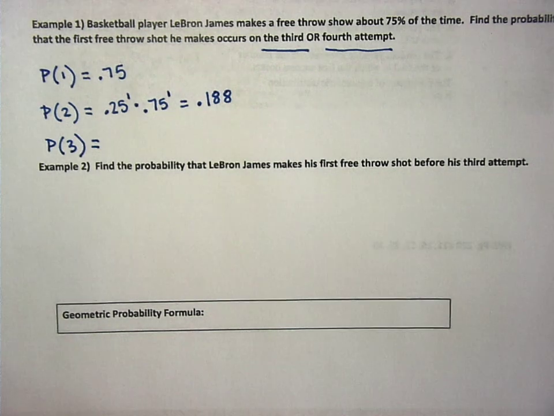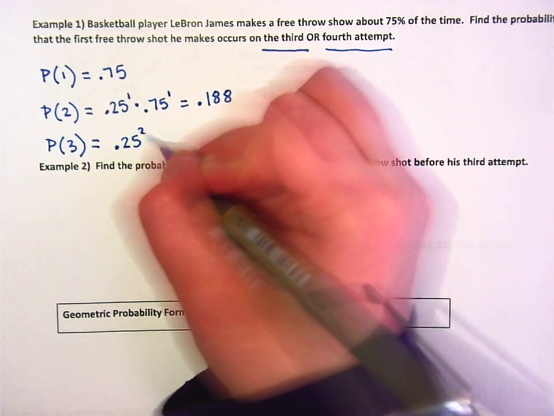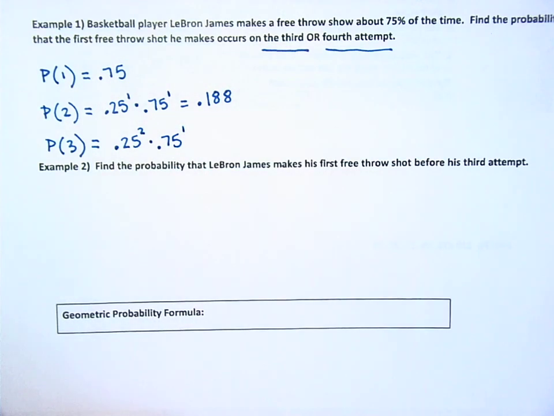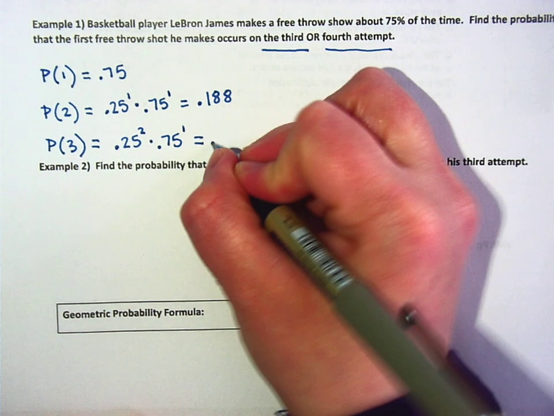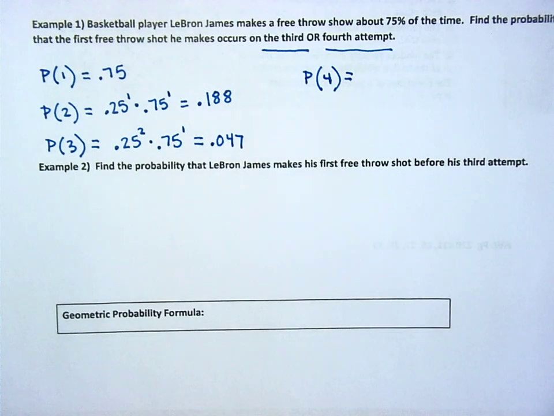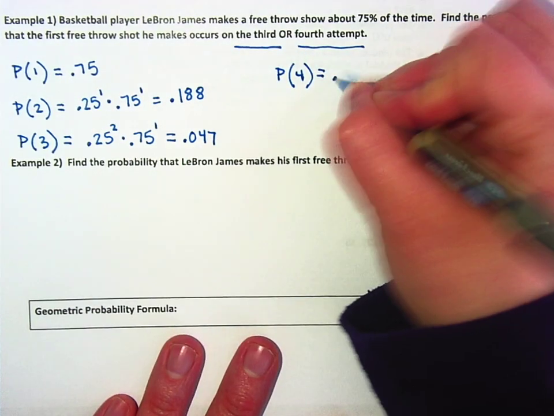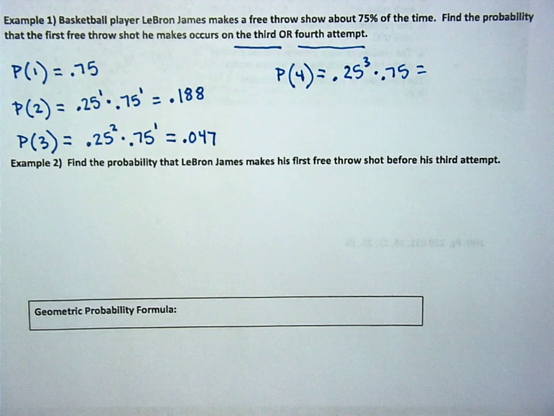All right, how do I find the probability that his first success was the third time? You just multiply by another 0.25. We've got 2 failures that happen first and then 1 winning. I got 0.047. Probability of 4: what should I do for this one? 3 failures and 1 success. I got 0.012.